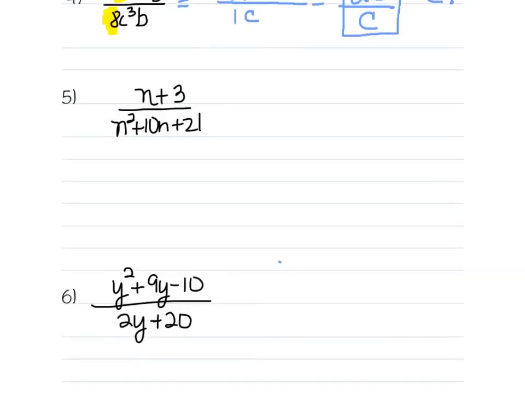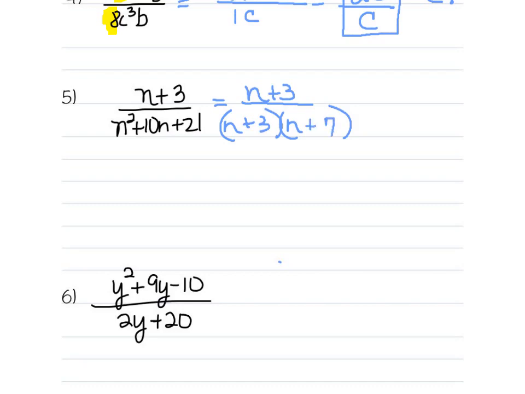Okay, let's go on to number 5. All right, for number 5, let's go ahead and first factor and simplify. n plus 3 over, and let's go ahead and factor this trinomial. Okay, I have two numbers. Their product is 21, their sum is 10. So it's positive 3 and positive 7.